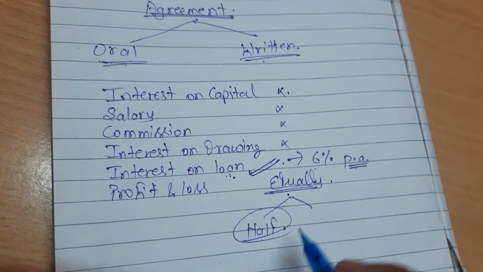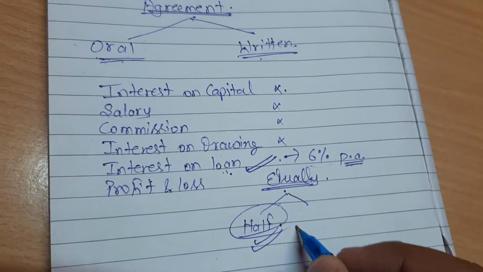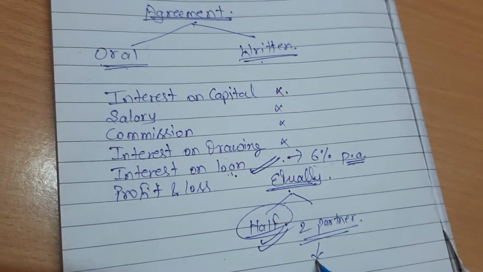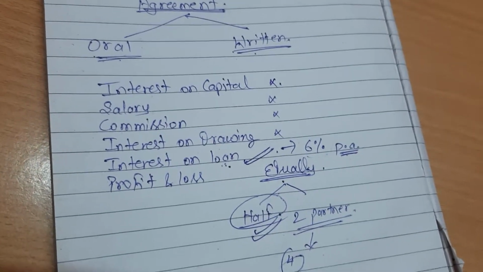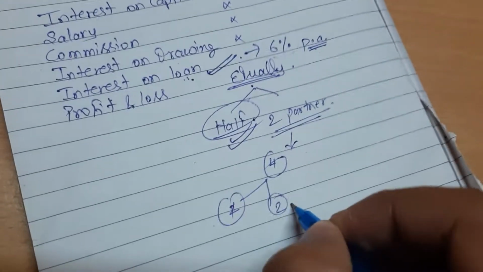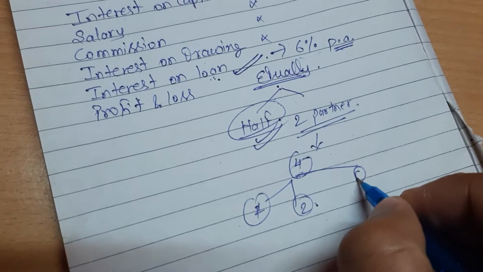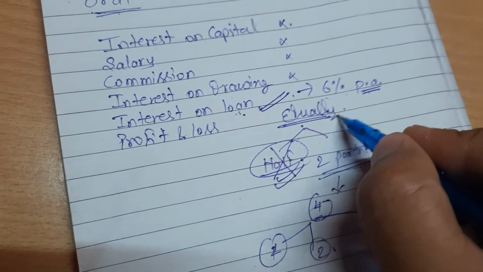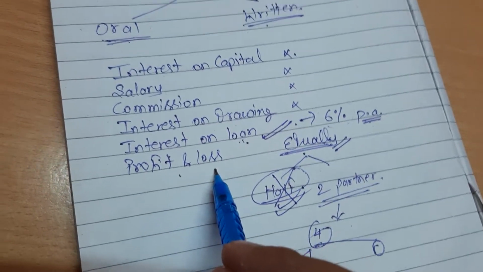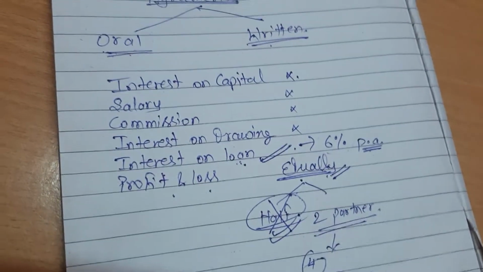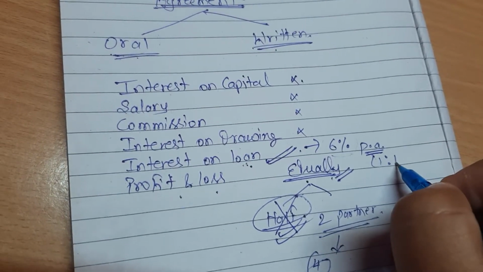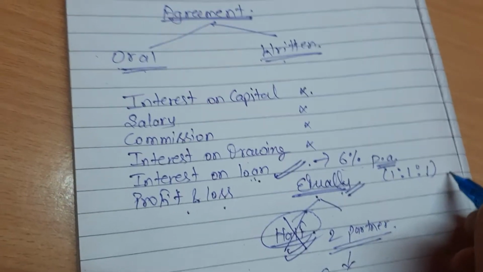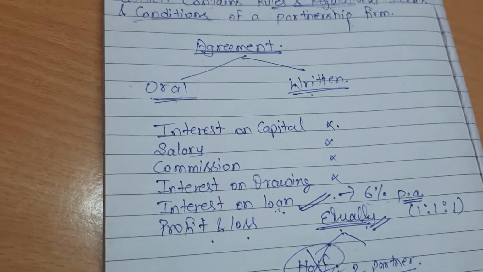Half means, half word can be used for only two partners. If there are only two partners, then we can use this half word. Suppose if there are four partners, so in that case half means starting के दो partners को ही profit मिल जाएगा, rest will get zero. So that's why we don't need to use half word. Instead of half we will use equally कि profit and loss distributed among the partners equally. Equally को आप 1:1. अब if there are two partners, if there are three, then 1:1:1. In this way you can write equally.